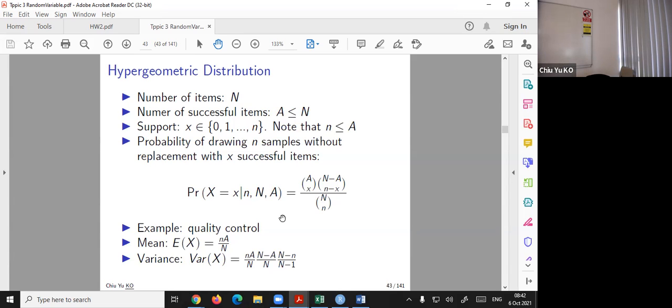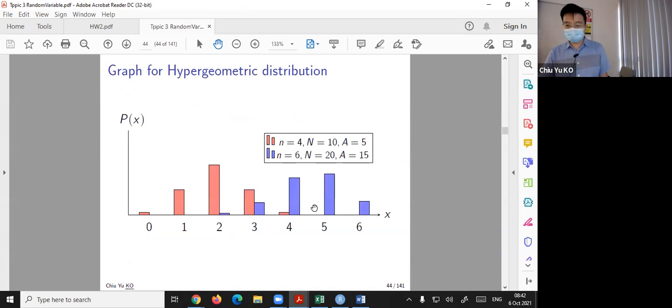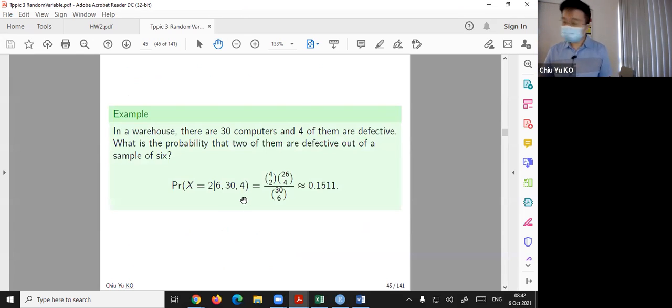Let's go to the graph, which looks very much like a bell shape. But we will talk about how to plot this in R later today, if we have time.